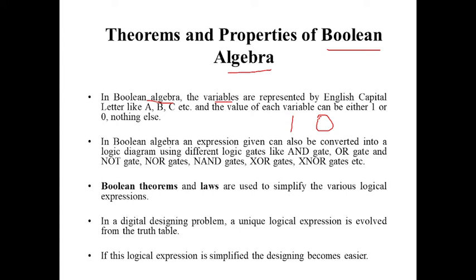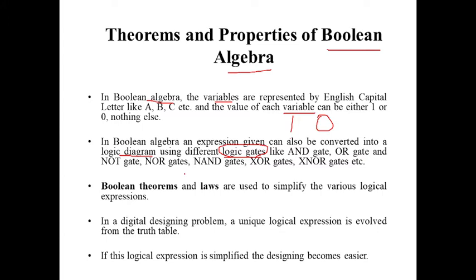So when we have to represent the value of Boolean algebra, then we are taking the values of the variable in the form of 1 and 0. In case of Boolean algebra, the expressions are converted into a logic diagram using different types of logic gates. So logic gates, these are the basic gates, that is AND gate, OR gate, NOT gate, NOR gate, NAND gate, XOR gate, XNOR gate. These all gates are available, that is basic gates as well as universal gates.